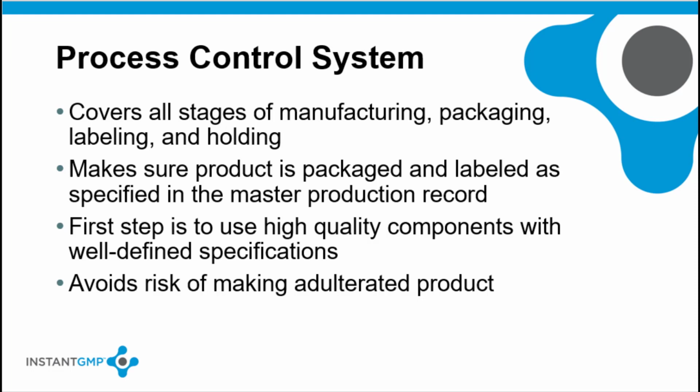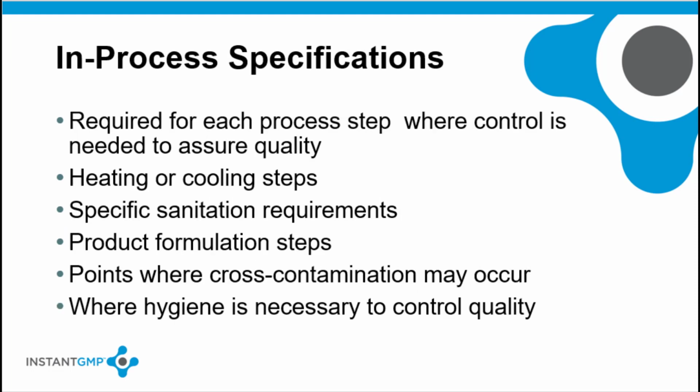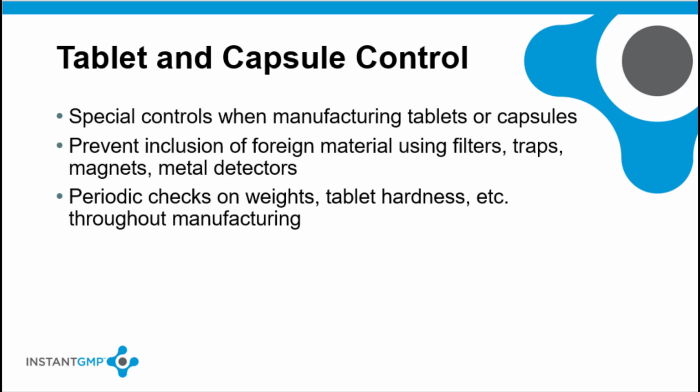First, you need to ensure you are using high-quality components with well-defined specifications. This avoids the risk of making adulterated product. In-process specifications have to be set for any step or place in the manufacturing process where in-process controls are needed. These might include heating, cooling, or blending steps of product formulation steps. They might also include points where a specific sanitation procedure is needed, where cross-contamination may occur, or where employees and environmental controls and aseptic techniques are necessary to ensure quality.